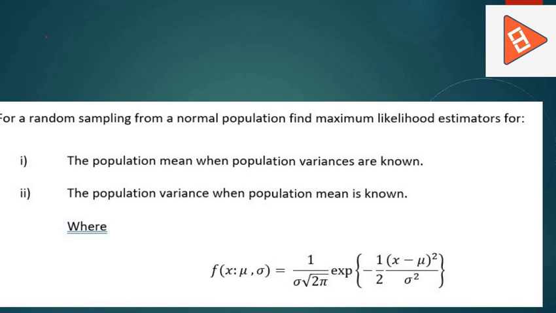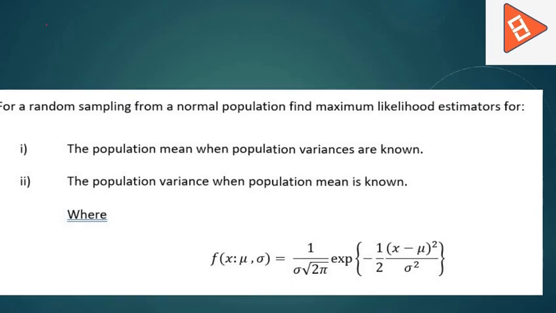So we have to find out the maximum likelihood estimator in two conditions: when population variance is known and when population mean is known. When population variance is known, we have to find out the MLE for the population mean. And when population mean is known, we have to find out the MLE for the population variance. So now we will find them one by one.